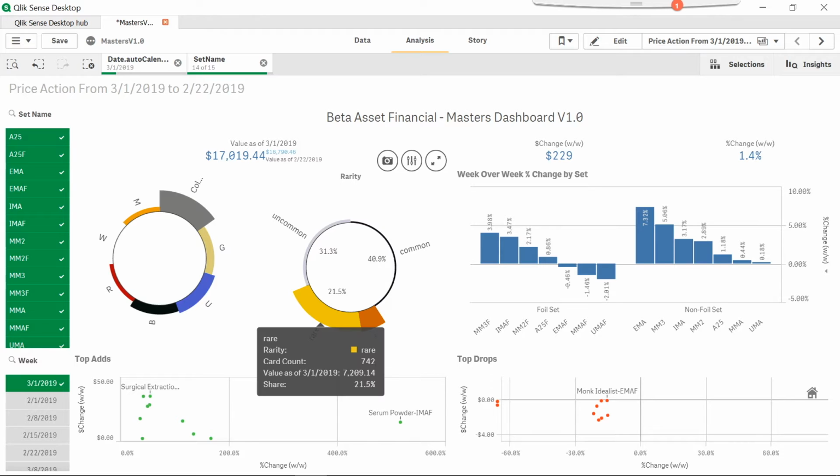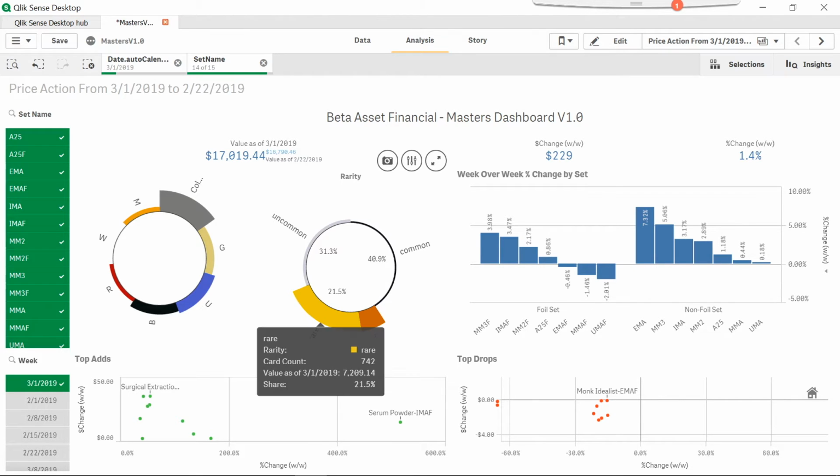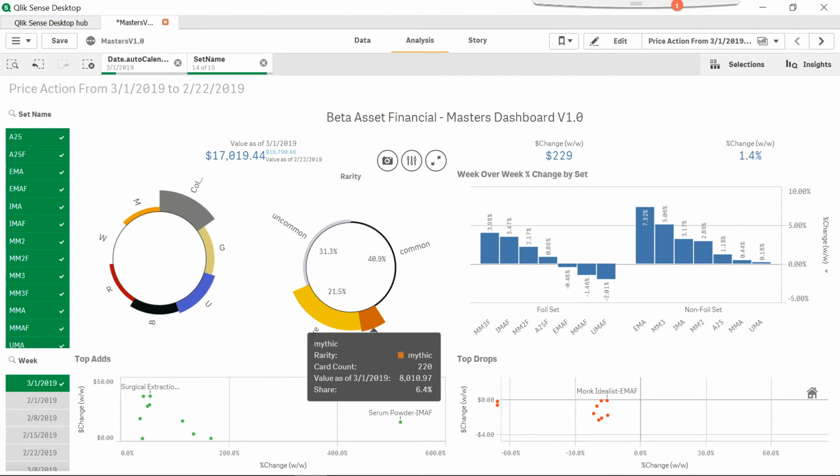Wait, that's not right. Sorry. Okay. So 742 cards are 21% of the current inventory of all the cards, which is less interesting. But I think the key takeaway here is being able to place a visual on the rares and the mythics in the set. What this is describing is that we've got more rares in the set that are worth $7,000, and fewer mythics in that set, which makes sense.